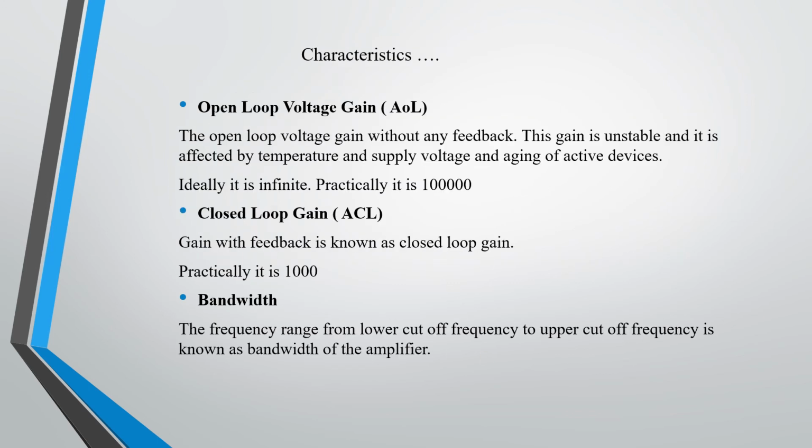Open loop gain. When the loop is open, that is without feedback, that gain is called open loop gain, and it is very high, 1 lakh. When the loop is closed, that is whenever a resistor is connected between pin number 6 and any of the input terminals, the loop is said to be closed. Then the gain found is known as closed loop gain, and it is less compared to the open loop gain. It is in terms of 1000. Next one is bandwidth. The frequency range from lower cutoff frequency to upper cutoff frequency is known as bandwidth.